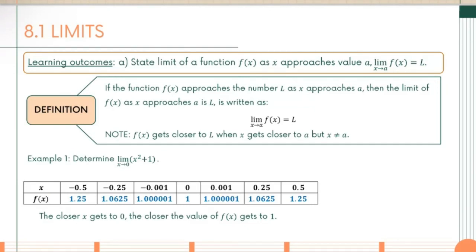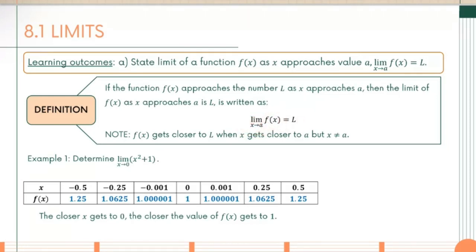Okay, before we go further, so what is the definition of a limit? So if the function fx approaches the number L, so ini fx approaching L as x approaching A, then the limit of fx as x approaching A is L. Faham ke? Dia macam repeat ayat yang sama. Ayat tu tadi sebenarnya dia nak tunjuk statement ini sahaja. Okay, so kat sini dia nak beritahu x approaching A of a function, dia akan dapat L.